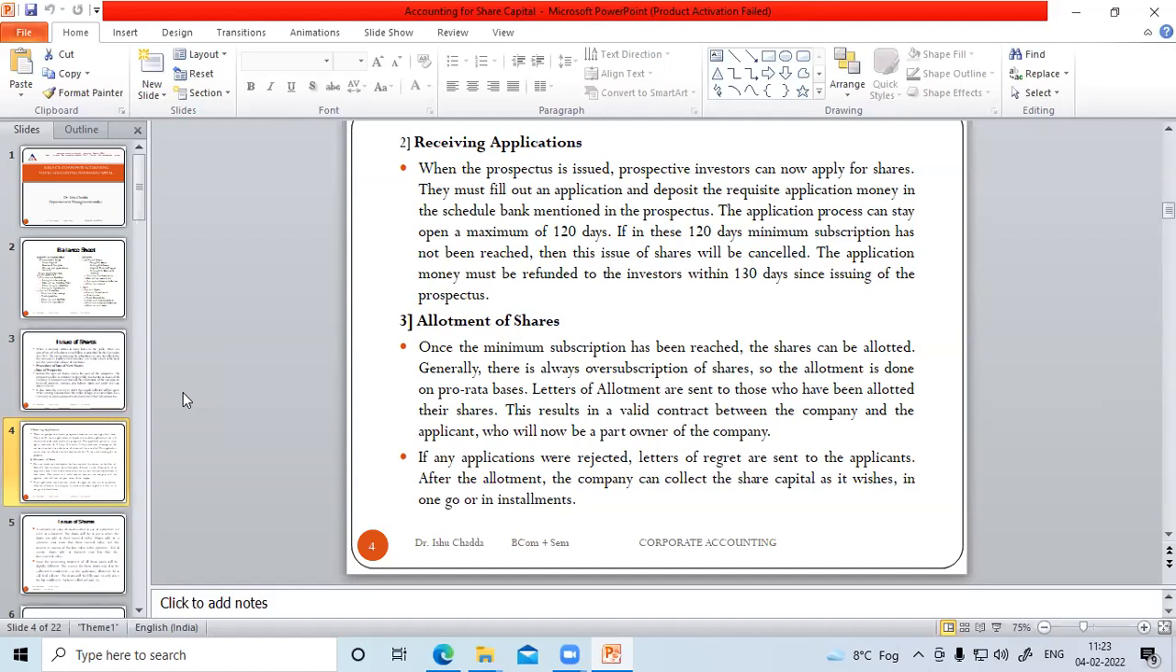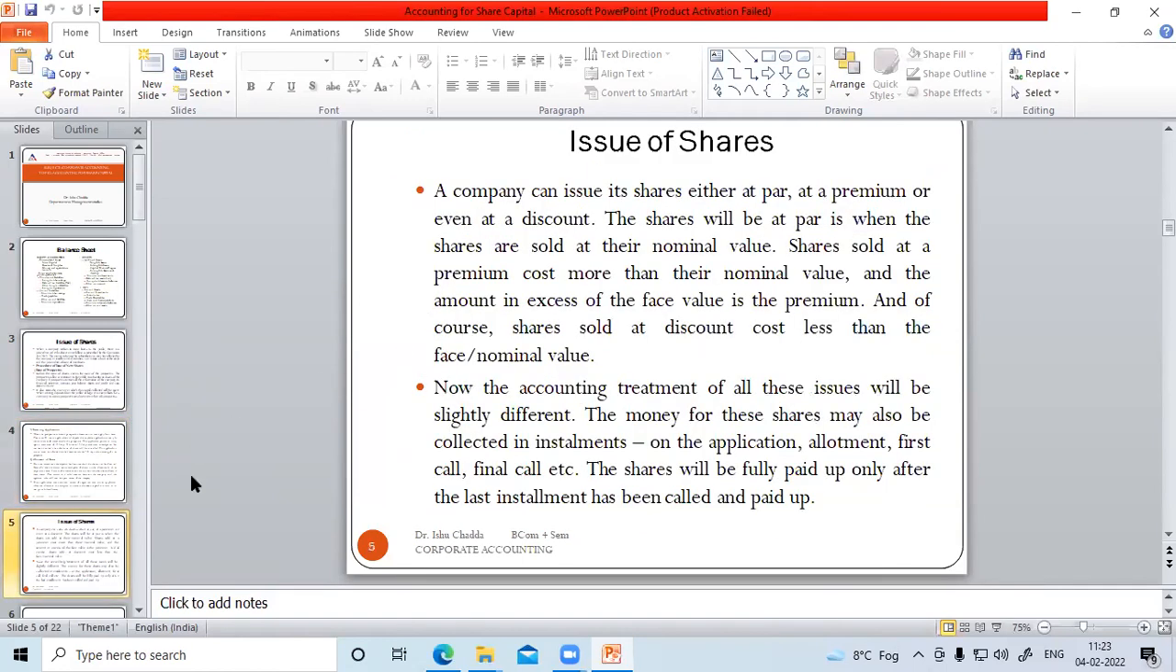After the allotment, the company can collect the share capital as it wishes, in one or more installments. So after the last day fixed for receipt of share capital, the directors of the company will proceed to allot shares. An application for shares is an offer made by the applicant, and allotment thereof in pursuance of the terms of the application is acceptance by the company. Next comes issue of shares.